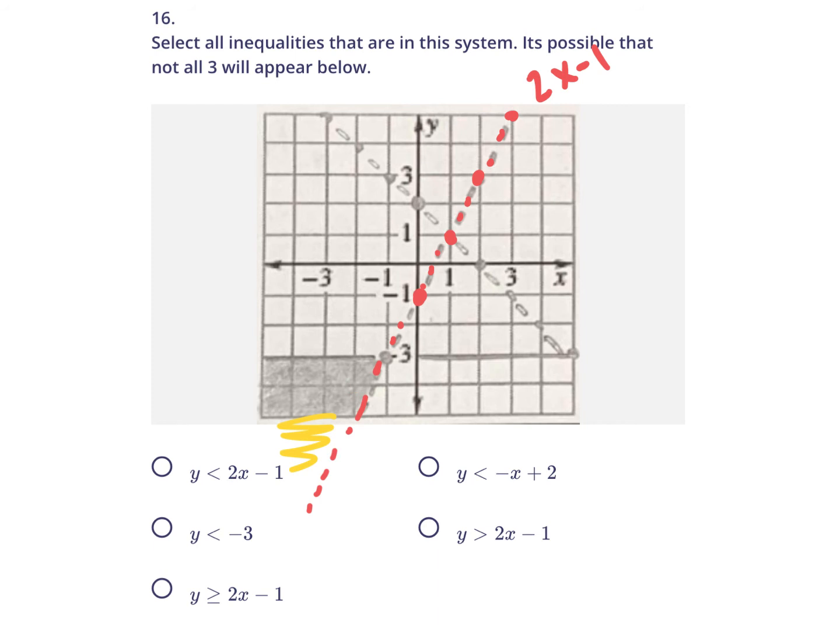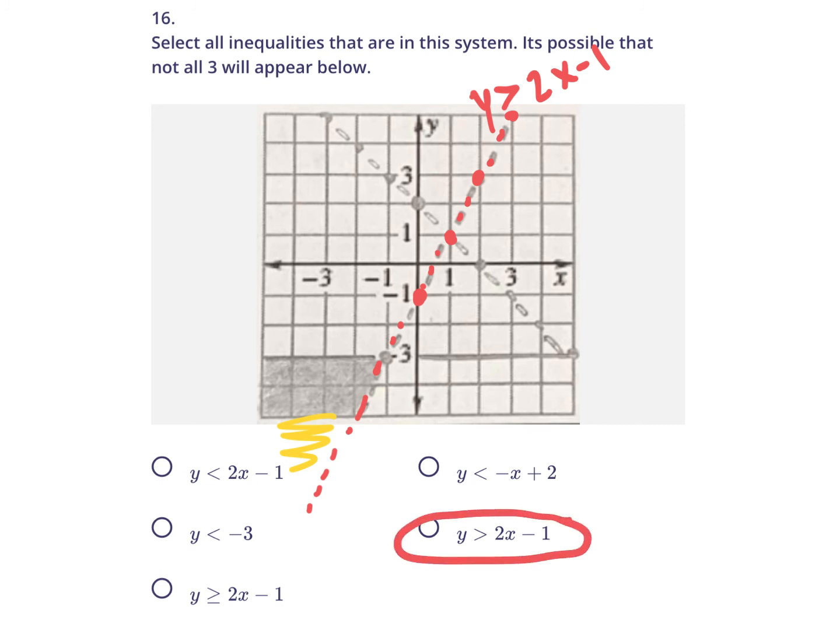So this would be y is greater than, kind of confusing, right? Y is greater than 2x minus 1. So that is that red dotted line. It is shaded above the red dotted line. But of course, it has another line stopping it. So that is y is greater than 2x minus 1. That answer is right here, so you would definitely select that one.